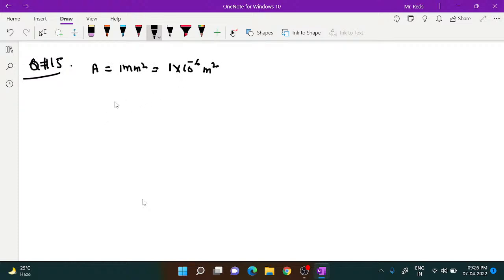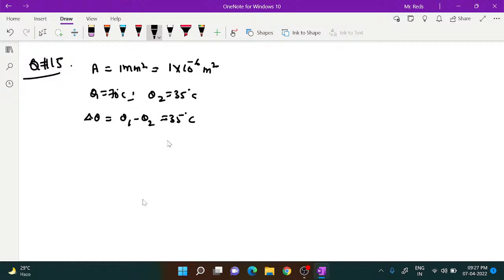And what else is given? Initial temperature, I can take it as theta 1, and you can use different symbols. This initial temperature theta 1 is 70 degrees Celsius, and theta 2 is 35 degrees Celsius. So the change in temperature we need, delta theta, is theta 1 minus theta 2. Usually the difference will be taken either way, theta 1 minus theta 2 or theta 2 minus theta 1. 70 minus 35 is how much? Equal to 35 degrees Celsius.